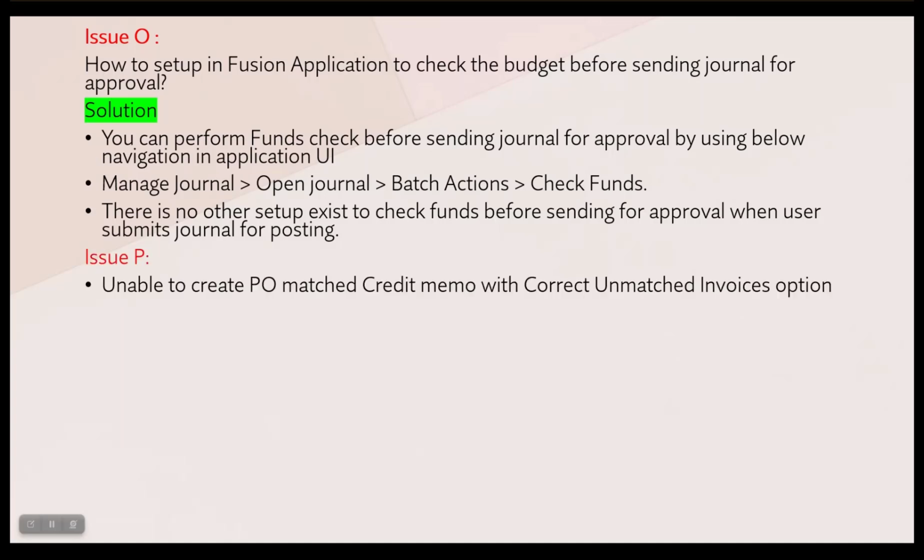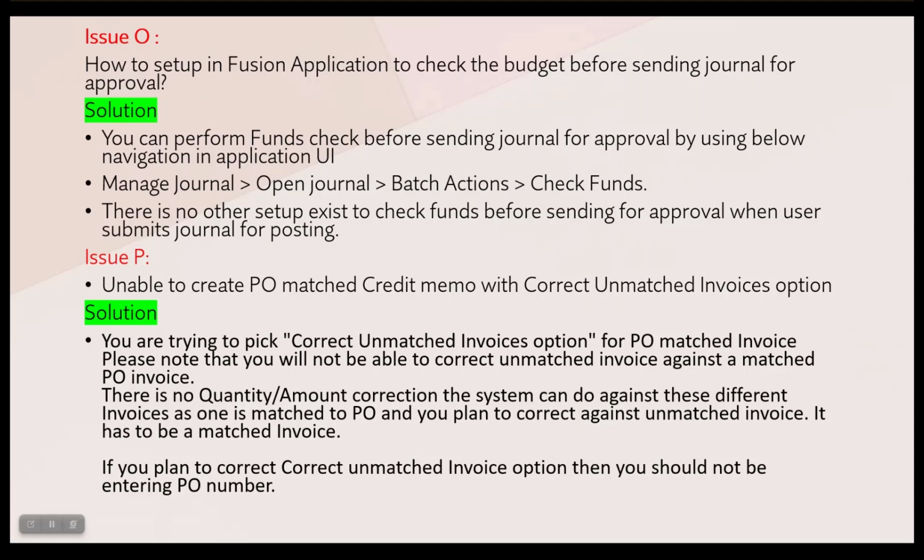Issue B, unable to create PO matched credit memo with correct unmatched invoice option. As you know, in AP invoice there are correct options. One of them is correct unmatched invoice option. In this case, the user needs to create a PO matched credit memo with correct unmatched invoice. You are trying to pick correct unmatched invoice for a PO matched invoice.